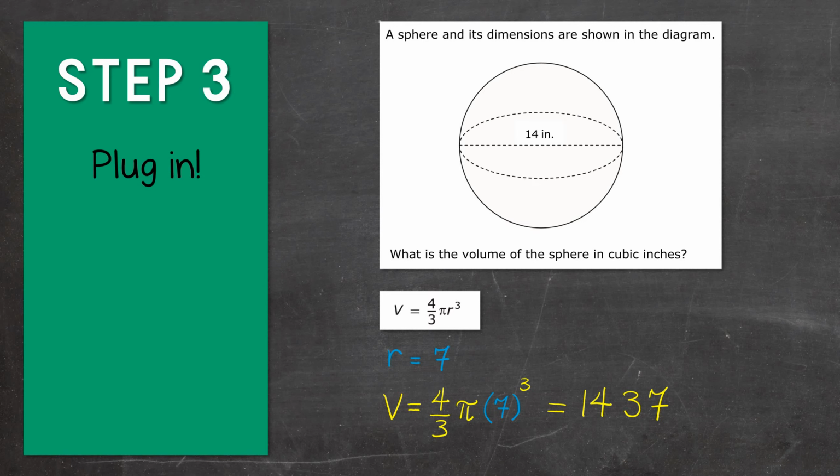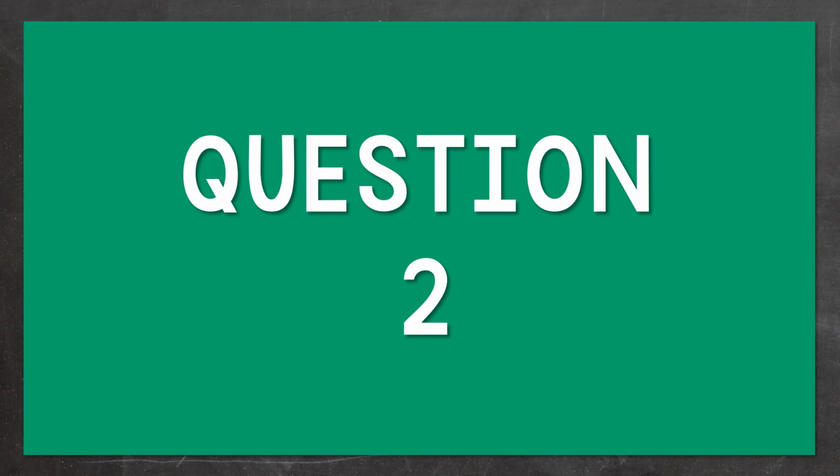1,437. But don't forget, this is volume, so we're going to use our unit, which is inches, and we're going to cube it. So volume is always our unit cubed. And that's it. Those are the 3 steps. So now we're going to do another problem, but it's going to have the same steps.